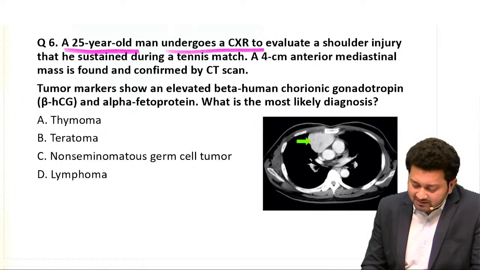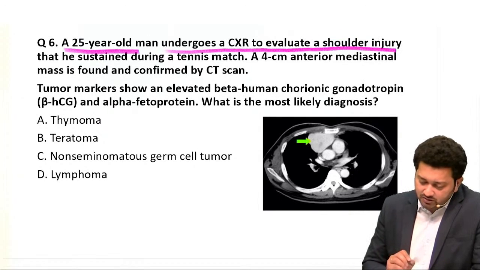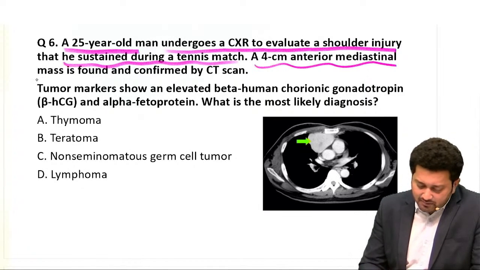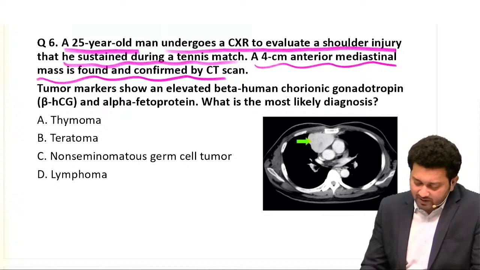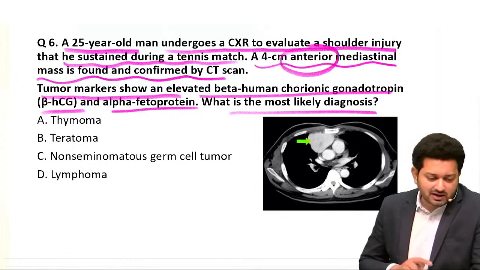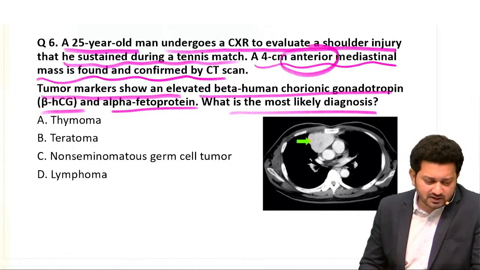A 25-year-old man undergoes a chest X-ray to evaluate a shoulder injury sustained during some incident. A mediastinal mass was incidentally seen. Anterior mediastinal mass. Tumor markers show an elevated beta HCG and AFP. What is the most likely diagnosis?